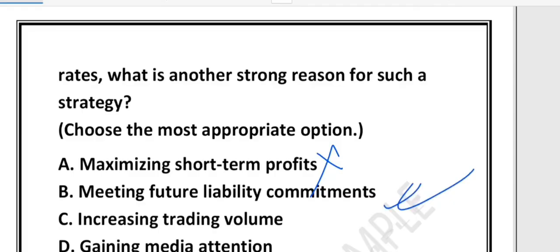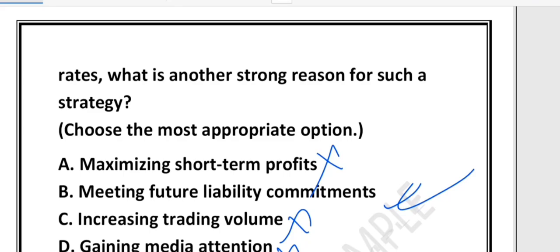Now option C, increasing trading volume. This is wrong. Why? Institutional strategies like ALM focus on holding and matching cash flows, not boosting trading activity. Increasing volume is not a meaningful reason to buy a long bond for liability matching. What about gaining media attention? This is also incorrect, it is irrelevant. Portfolio decisions should be driven by risk management and cash flow needs, not publicity.